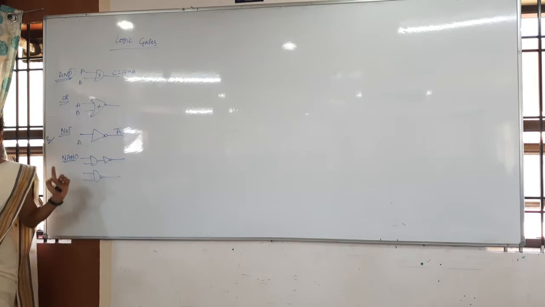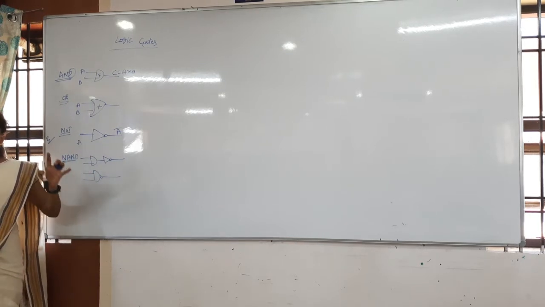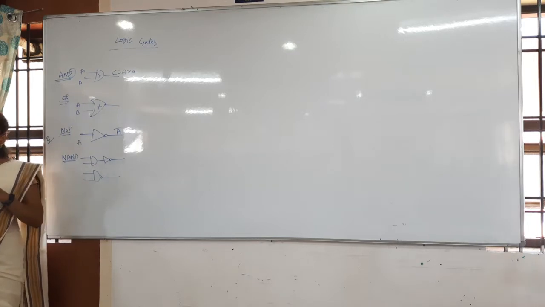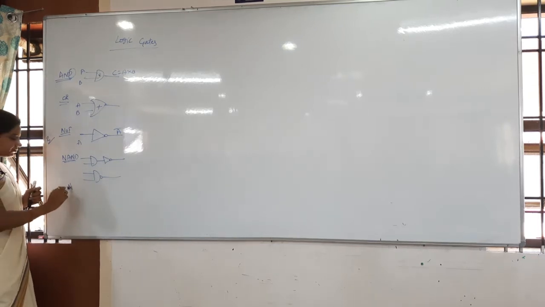Now for the NAND gate 0 0 1 0 1. You just assume the AND gate in your mind and then just do the complementary for that. 0 0 0 1 1 0 1 1. Yes, very good. Then the NOR gate.